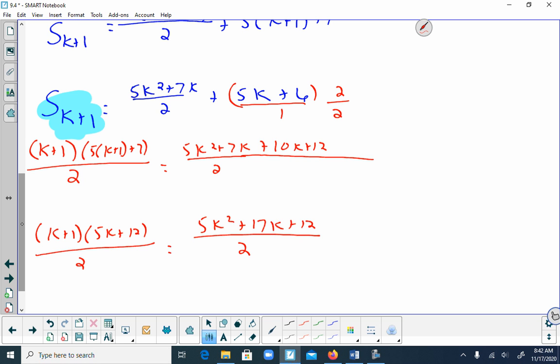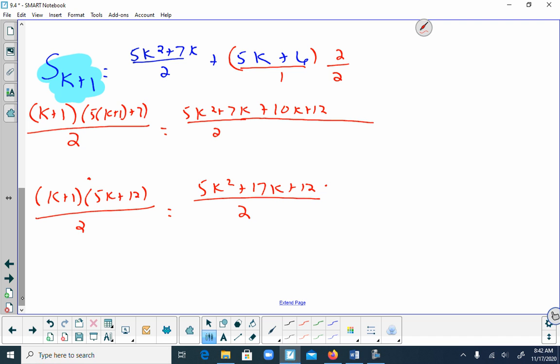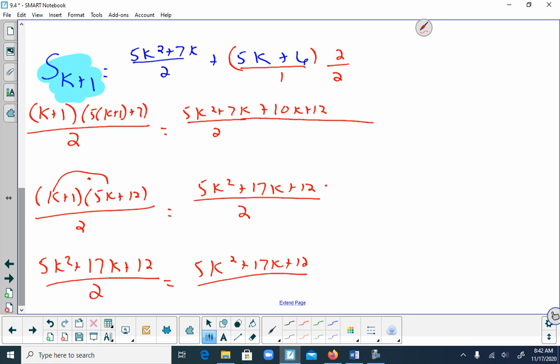Now I have to make the left side look like the right side, so I have choices. I can either factor this side and make it look like this, or I can FOIL this to make it look like this. I'm willing to bet that most of you are going to rather FOIL than factor, so we'll go ahead and do that. So when I FOIL this, I'm going to have 5k squared plus 5k plus 12k, which will be 17k, and then 1 times 12 is 12, over 2, is equal to 5k squared plus 17k plus 12 over 2. So I've made the left side look like the right side. So this is my proof.